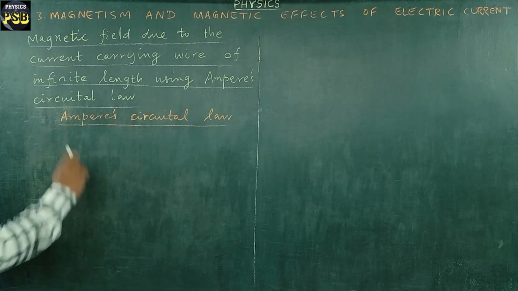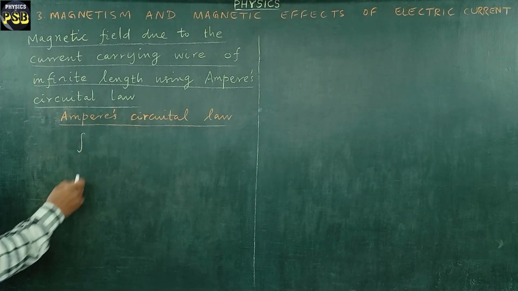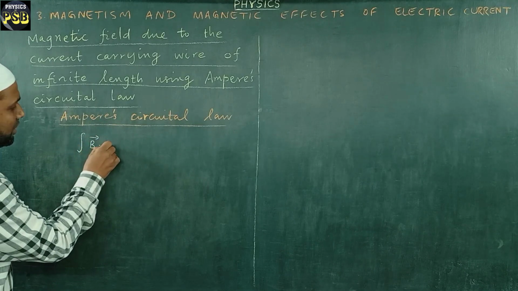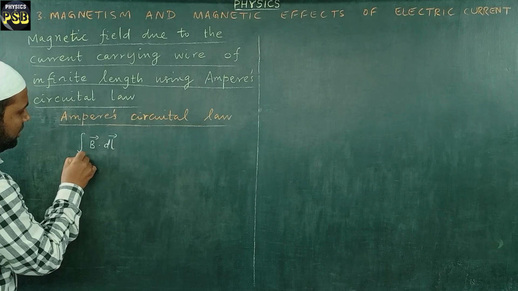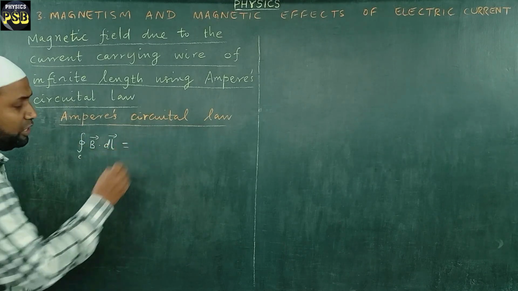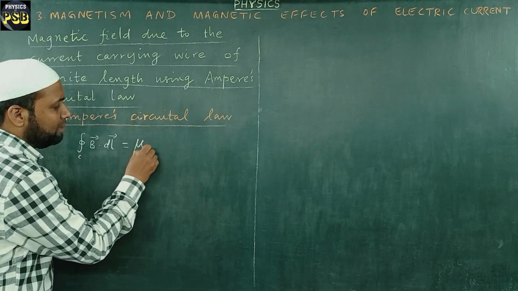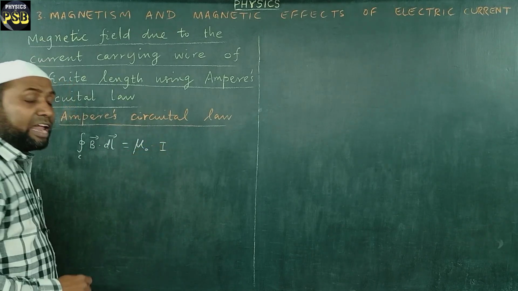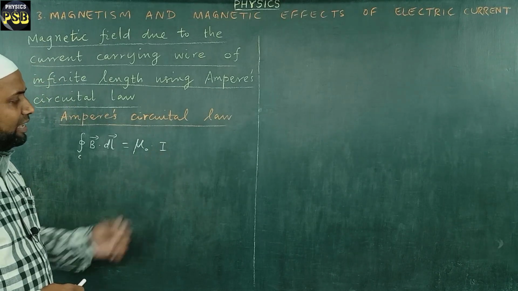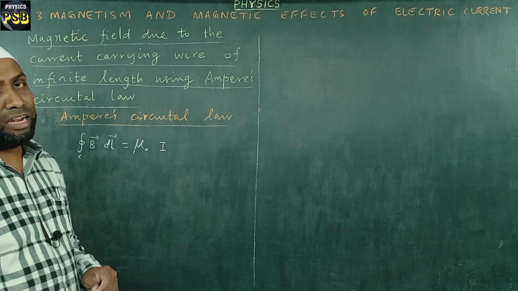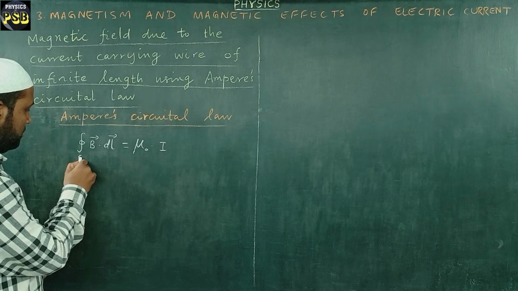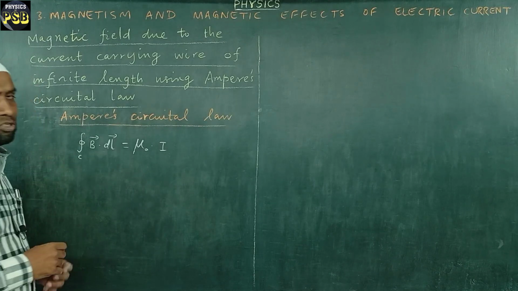Before getting into the problem, let me tell you what Ampere's circuital law is. It says that the line integral of a magnetic field over a closed loop is equal to mu naught times the current enclosed by the loop. Here I is nothing but the net current enclosed by the loop. Here C is the closed loop.